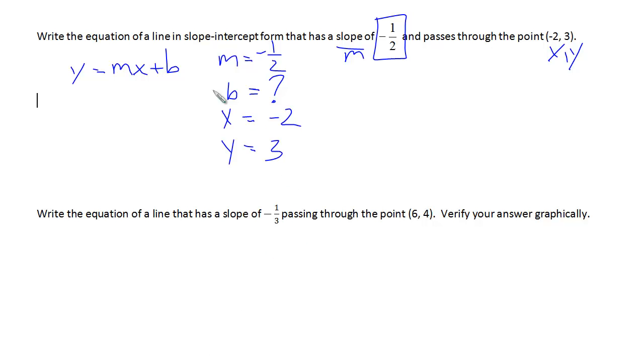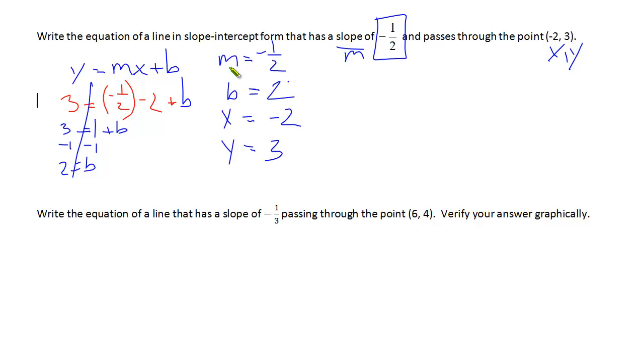So if I begin to substitute these into my equation, and then I have my unknown b, I can begin to solve. So I have 3 equals, and I have -1/2 times -2. That's a positive, and it's going to be 1. And then I still have the plus b. So then I subtract 1 from both sides, and I see b equals 2. Again, now that I have my m and b, I can write the equation of the line in slope-intercept. So it's y equals -1/2x plus 2.